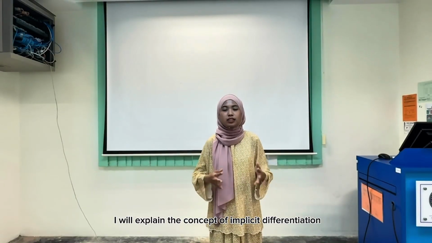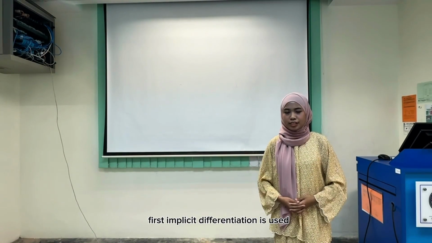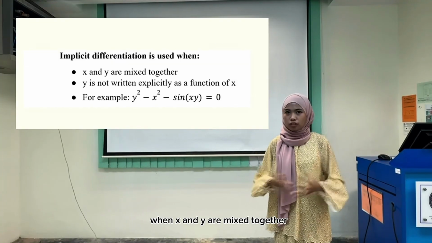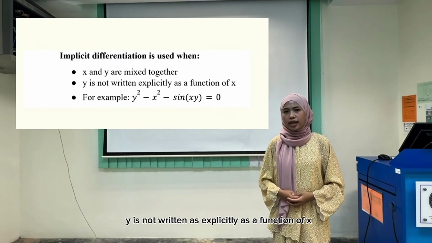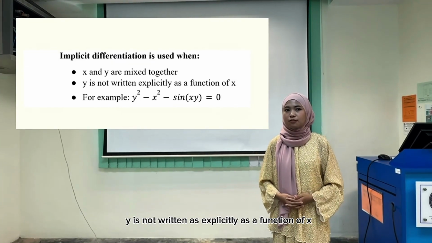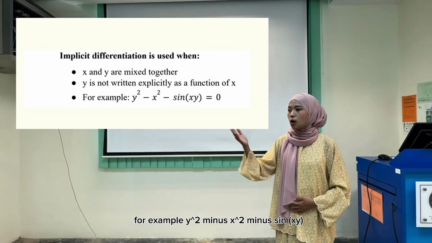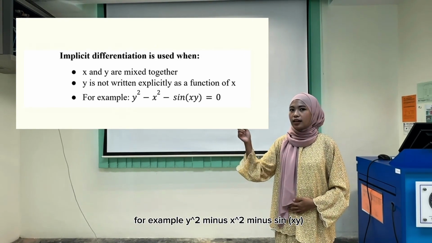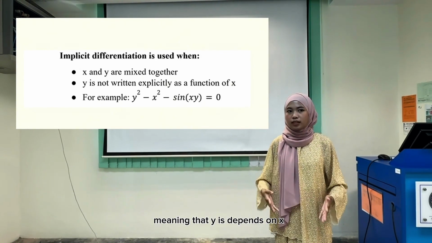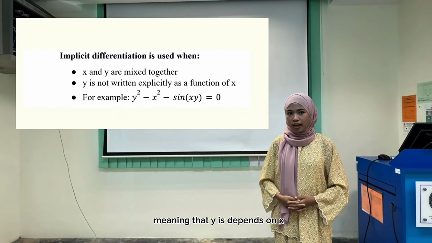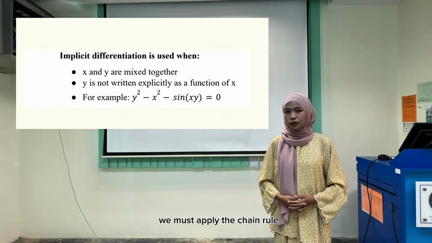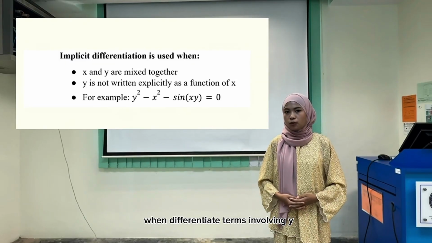I will explain the concept of implicit differentiation under the chain rule topic. First, implicit differentiation is used when x and y are mixed together in one equation. y is not written explicitly as a function of x. For example, y squared minus x squared minus sine of xy, meaning that y depends on x. We must apply the chain rule when differentiating terms involving y.